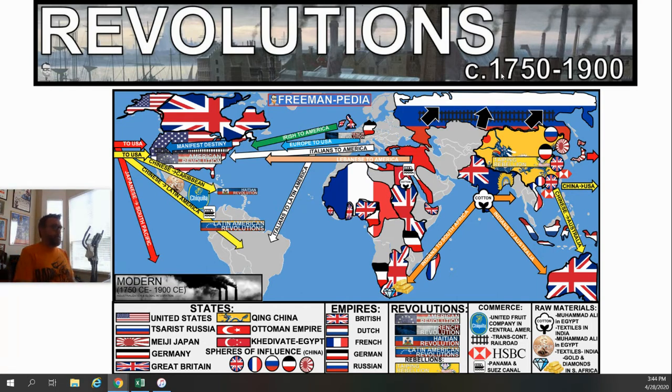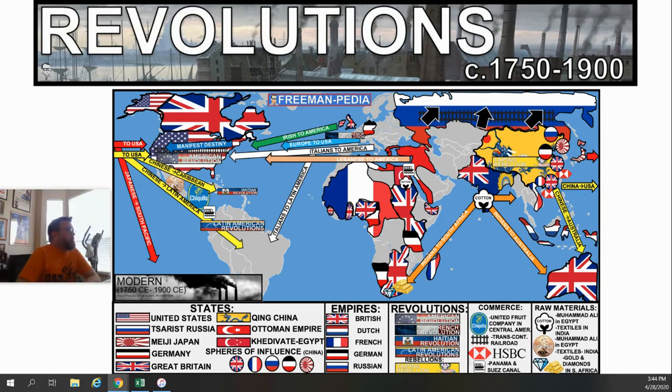What you see on the screen, you don't just see revolutions themselves, you see all the causes and effects. You notice there's a lot of arrows about migration, like Irish to America, Indians to South Africa, China to the US. Those migrations are actually covered in Unit 6, which is next week. That's called Consequences of Industrialization, because industrialization is one of these revolutions.